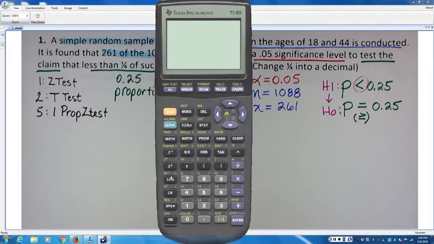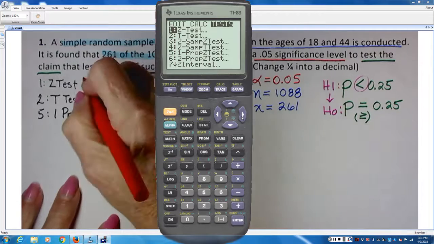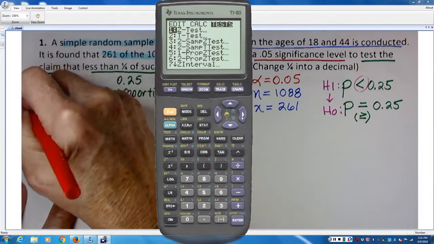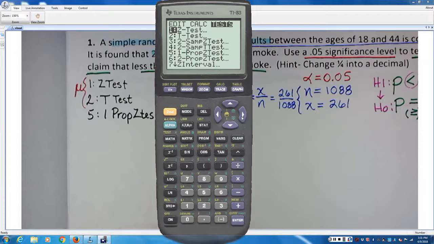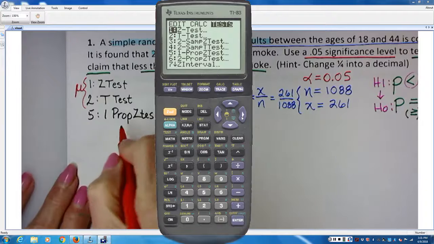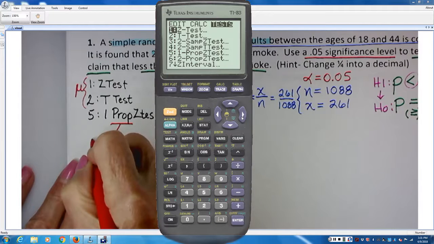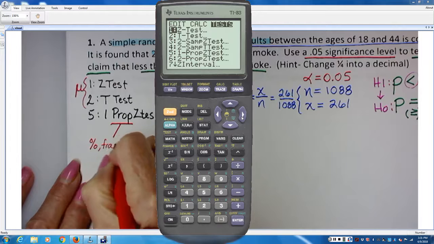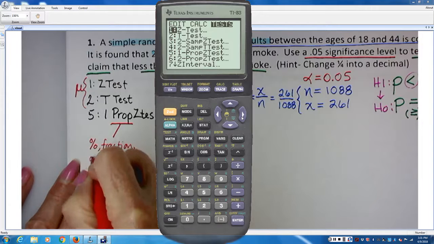And that's because when we go to the calculator and we go to the test menu, that's choice 1, 2, and 5. And this is how you know to choose between them. You choose Z-test or T-test if your claim is about a mean, if it's about mu, okay? You choose one proportion Z-test if your claim is about a percentage, fraction, or proportion.